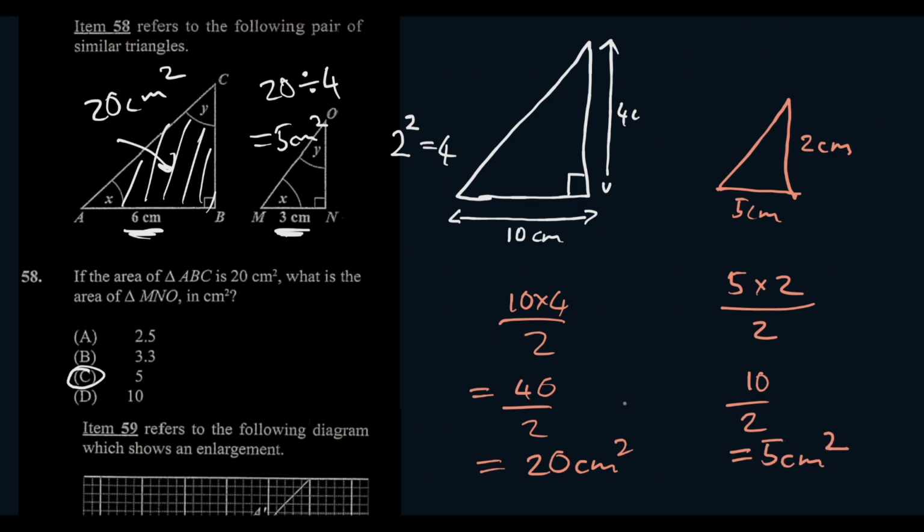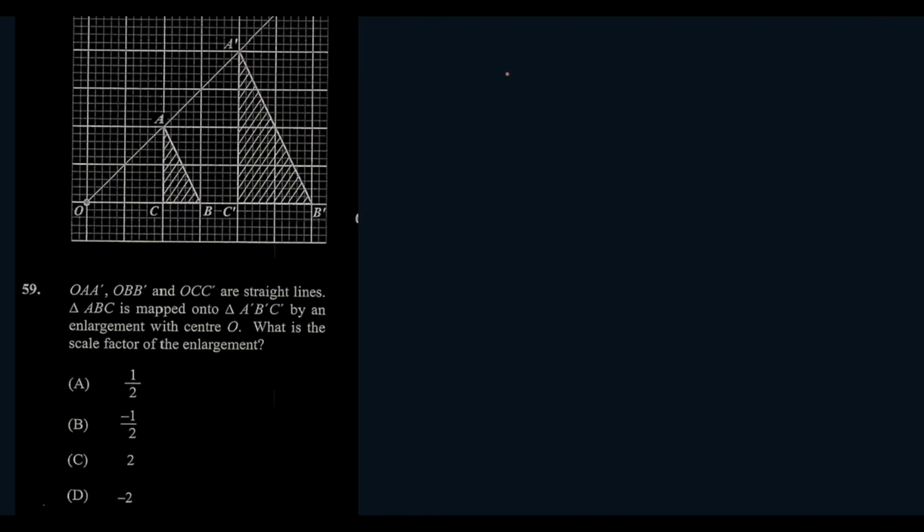So if the area is 20, we know that this would be 5 centimeters squared. Likewise, if we had one that was, say, 3 times the size, we would have ended up saying the factor was 3 squared. If it was 4 times, we would have said 4 squared, whatever the case is, specifically for triangle.